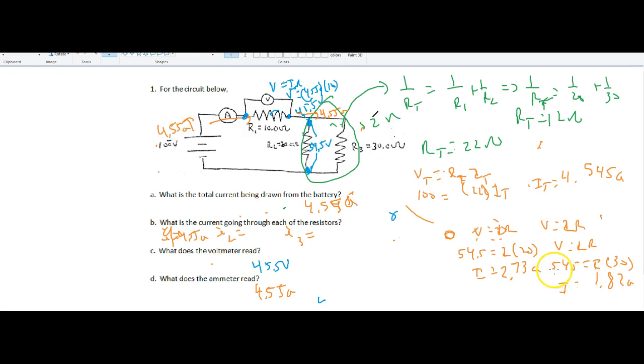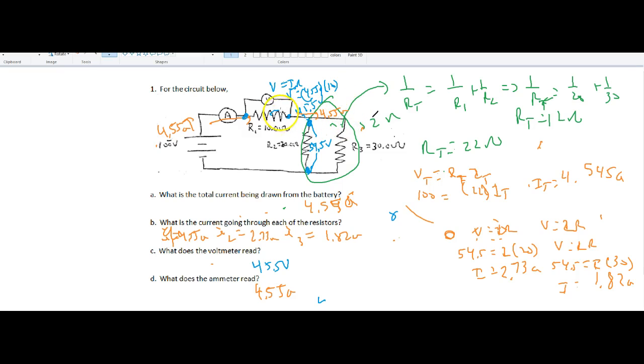Now, these two must add up to the current 4.55 going in, right? Because if part is going one way, part is going that way, those two added up together better be 4.55. So I might quickly add these up, 1.82 plus 2.73, and I get 4.55 amps, which makes perfect sense. And so for my final answer, going through I2, I have 2.73 amps, and going through I3, I have 1.82 amps. And those two add up to 4.55 amps.